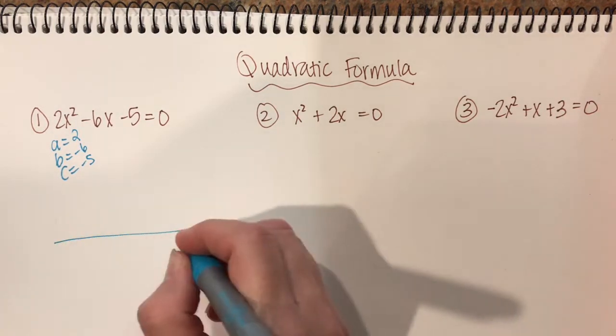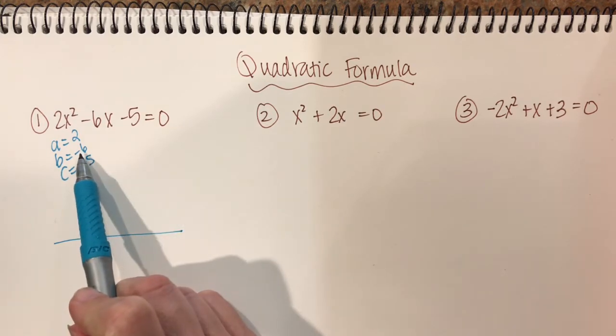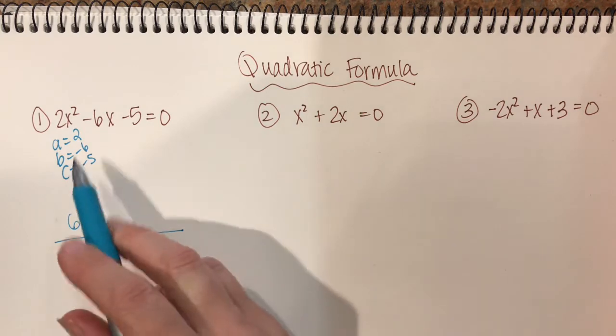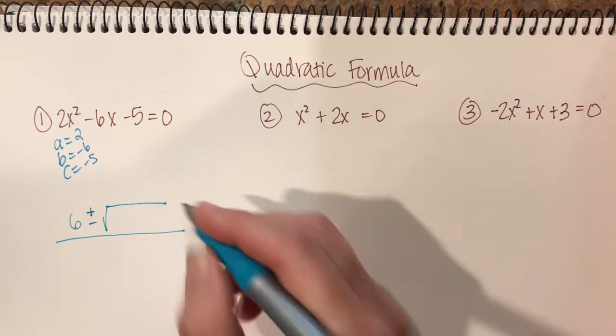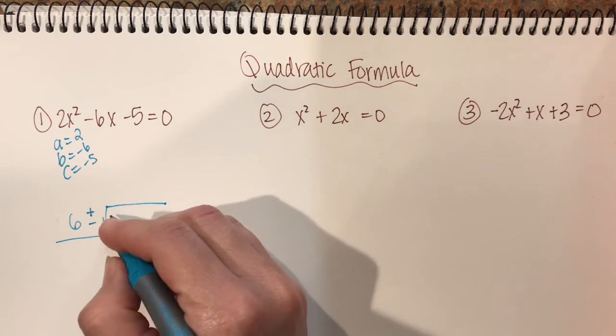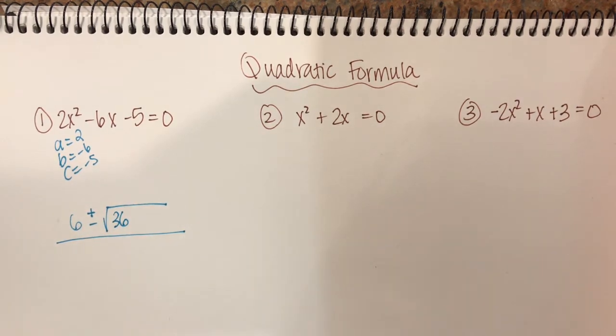So when we do the song, it all starts with -B. -6 turns into +6. So that's just something you need to know. -B would turn into +6, plus or minus square root. When you do B squared, -6 squared becomes +36. Remember, -6 times -6 is 36.